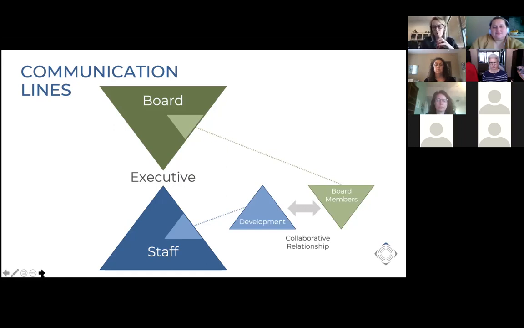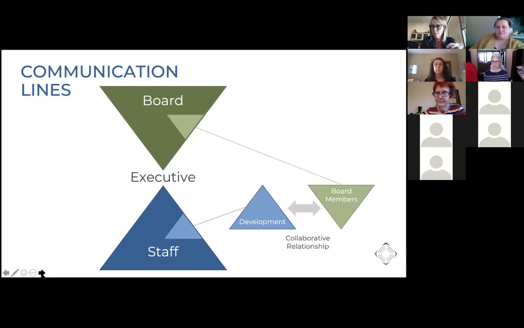So this is, I think, an important conversation if you enlist a development committee: to clarify that this isn't taking the place of the current board reporting structure. This is a subset that we want to have a collaboration outside of that structure.